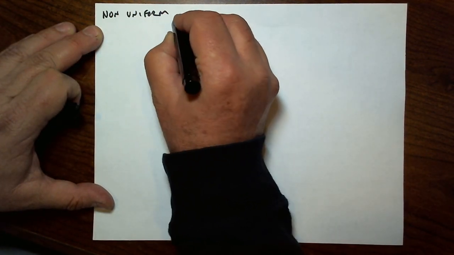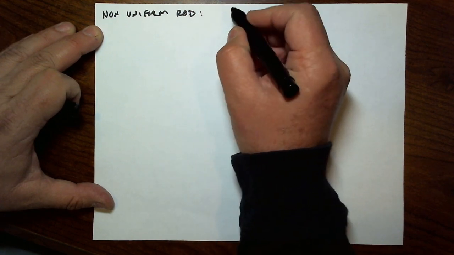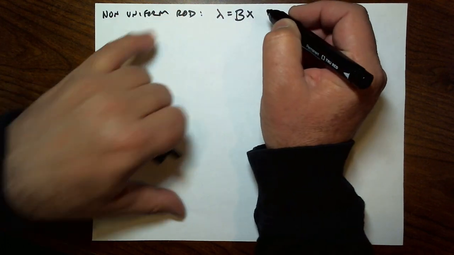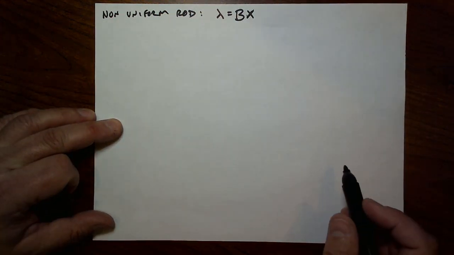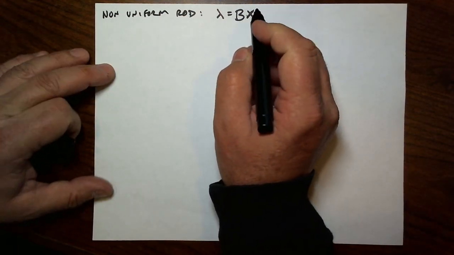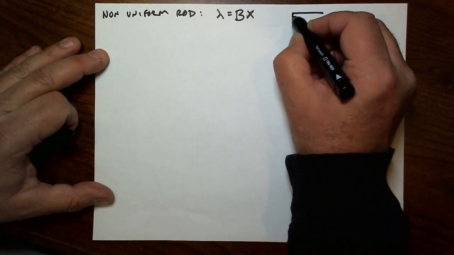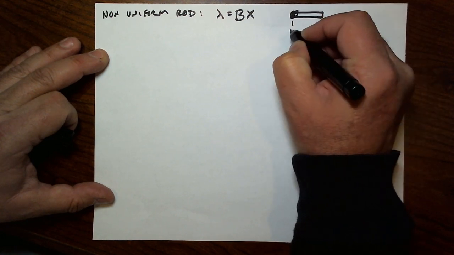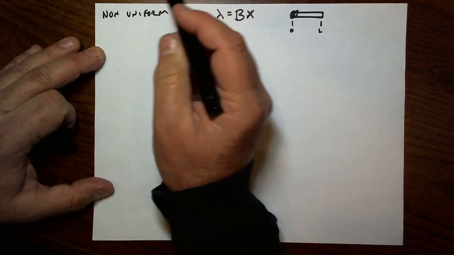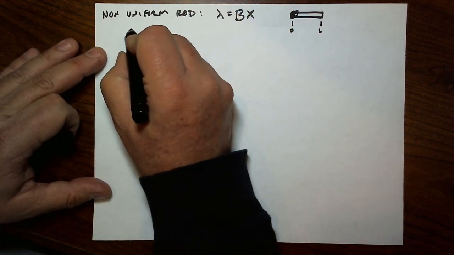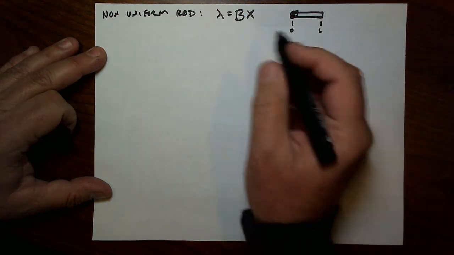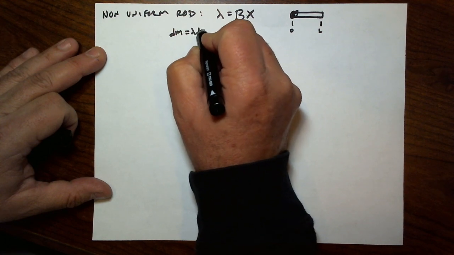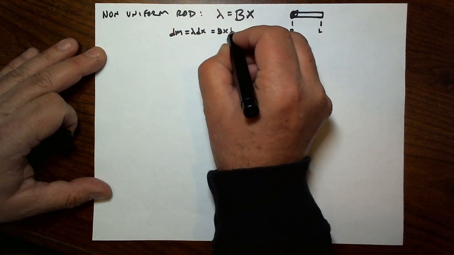Non-uniform rod. And this one is going to have a density that's going to be B times x. Not quite a severe difference; I think this one was actually on the AP test one year. Not quite as severe a tapering of mass as the other one, but let's go ahead and do it. So remember that lambda equals B times x. That means that dm equals lambda dx, which is equal to b x dx.